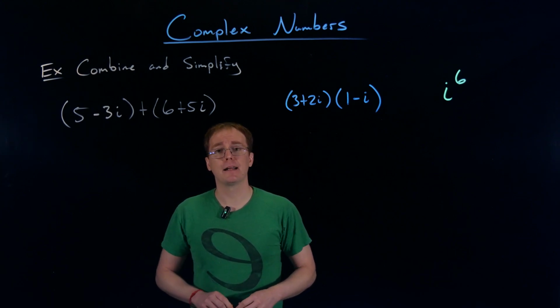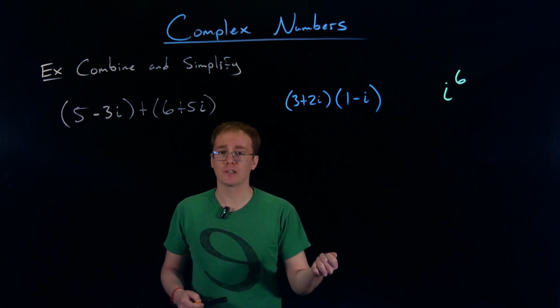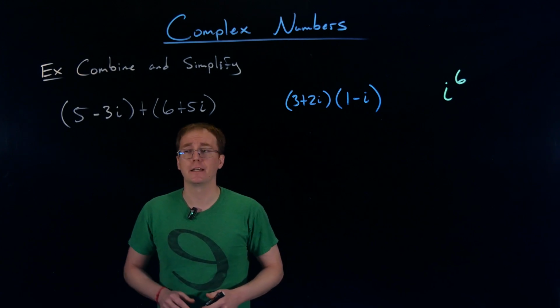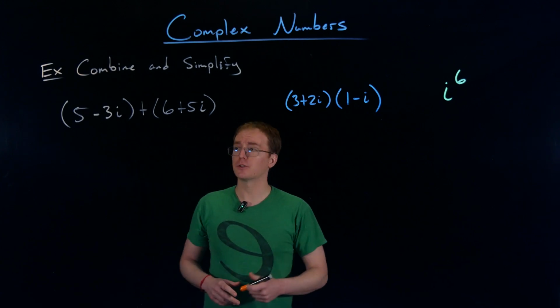We just have to keep in mind that if we have something like i raised to the power of 2, or i squared, we can turn that into a factor of -1. So let's go ahead and look at this first expression.